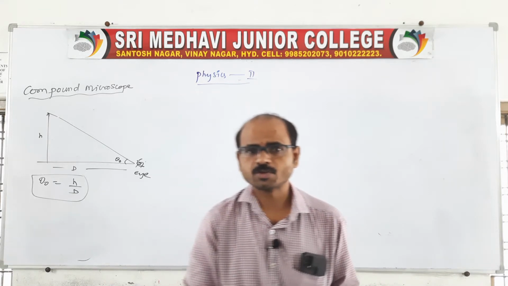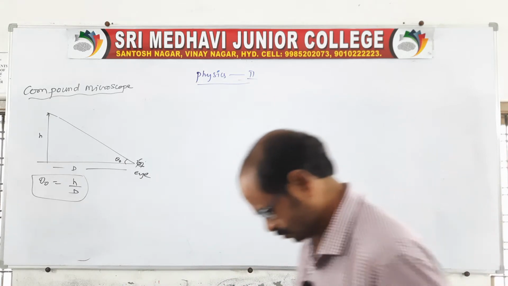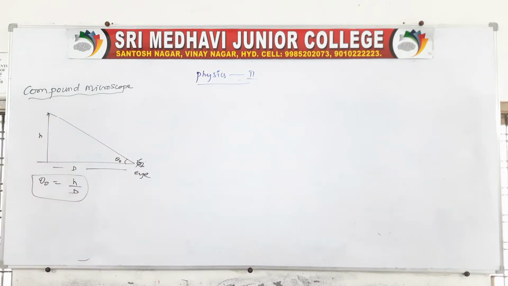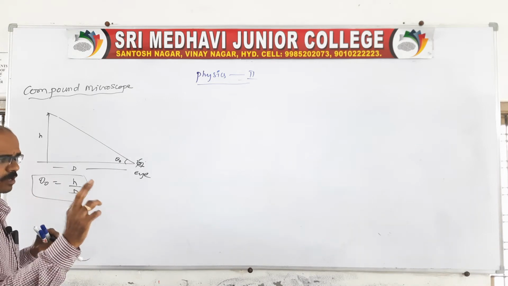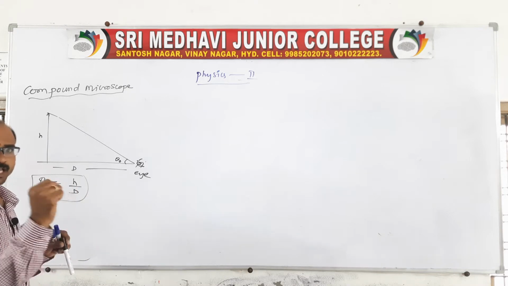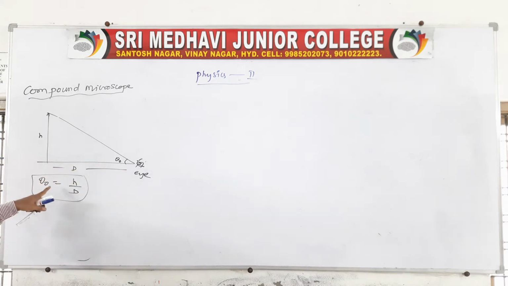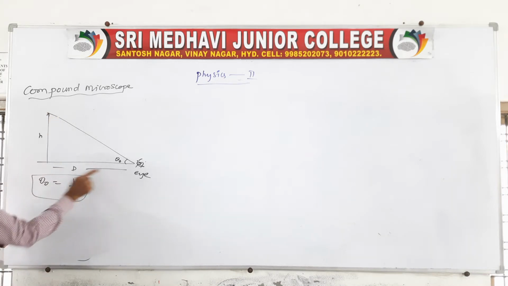Of course, a simple microscope consists of only a single lens. Now let us move to the compound microscope. Remember one thing I told you very clearly in the previous class also: for all optical instruments, without any instrument, the visual angle will be theta naught equal to h by d, where h is the size of the object and d is the distance of the object. So theta naught is equal to h by d.